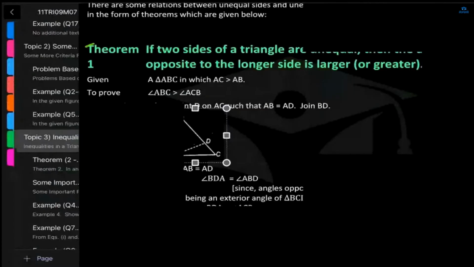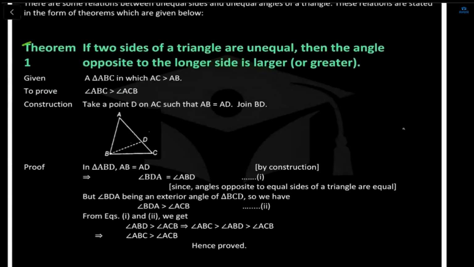Okay, now let's see here. Now theorem 1. What does theorem 1 say? That if two sides of a triangle are unequal, the same triangle we are saying, then the angle opposite to the longer side is larger, or greater. The side which is longer, the angle opposite to that larger side will also be larger. Here you can see AC is larger. Side AC is larger, so the angle opposite to AC, that is angle ABC, or you can say angle B, will be larger. Understood what the theorem is trying to say?